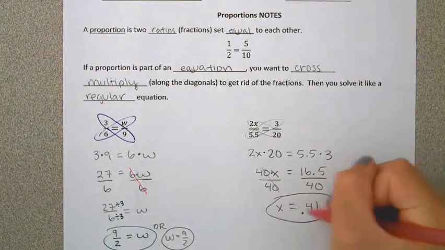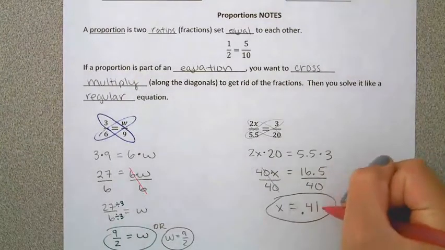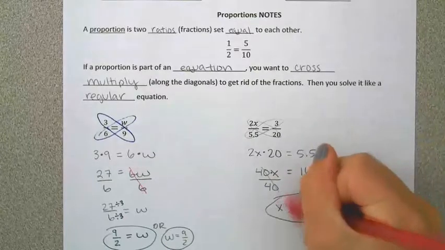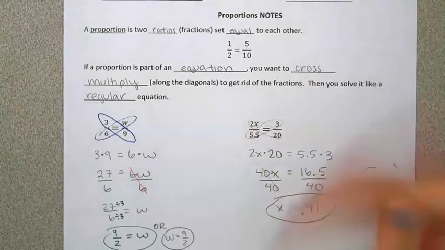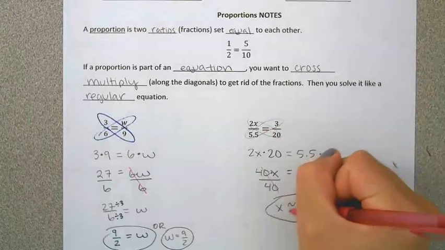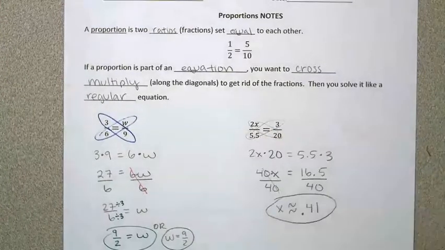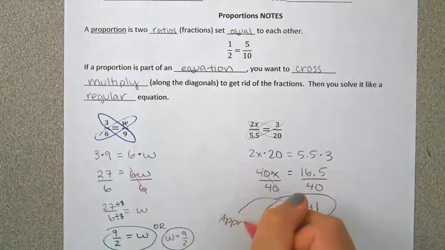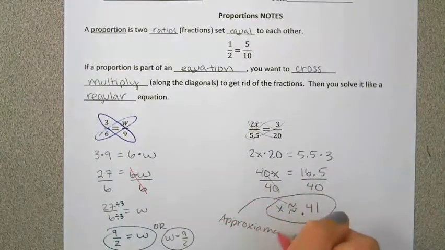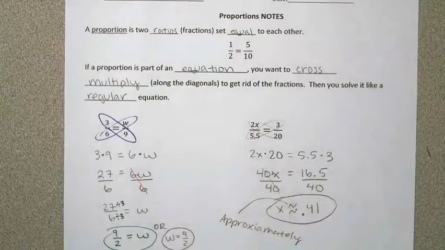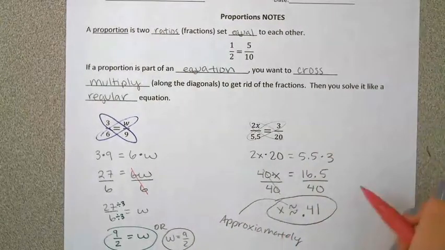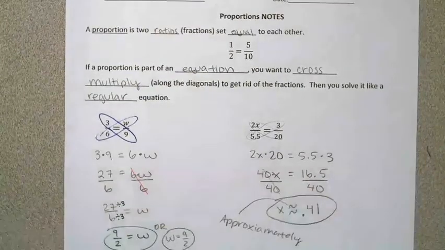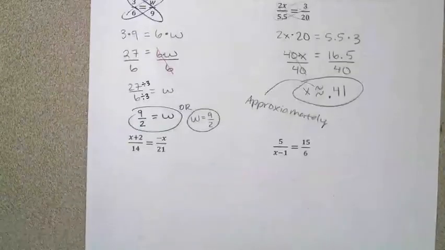So I want to leave it like this, rounded to the nearest hundredth. So I need to take my equal sign. Since I am rounding, it's now an approximation. So I have to use the squiggly line to tell me that it is approximately equal, because it's not exact since we rounded to the nearest hundredth. Let's see another example together.